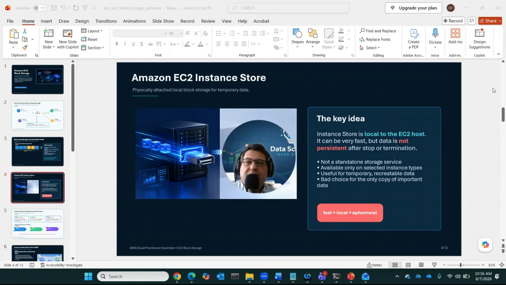However, there's a major limitation. In this case, instance store data is not persistent. The storage is connected to the physical host, not permanently connected to the virtual EC2 instance.